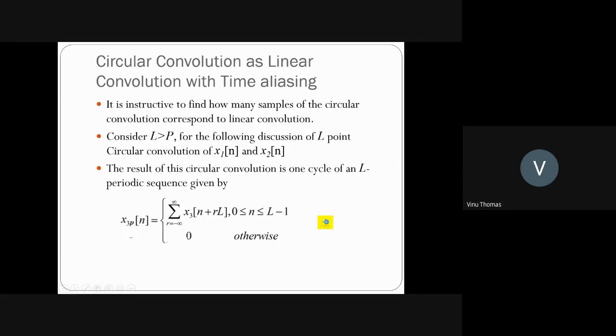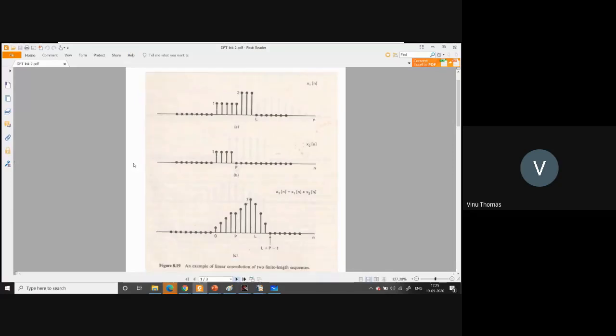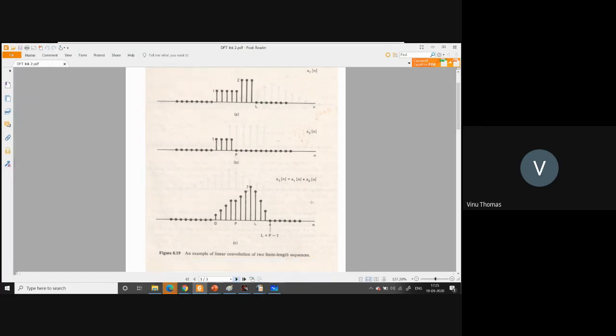We'll illustrate this here. We have 2 sequences. The first sequence is x1[n], an 8-point sequence. The first 5 samples are all equal to 1 and the last 3 samples are equal to 2. x2[n] is a 4-point sequence. And here we compute the linear convolution of x1[n] and x2[n] like this. So this is the linear convolution of the 2 sequences.